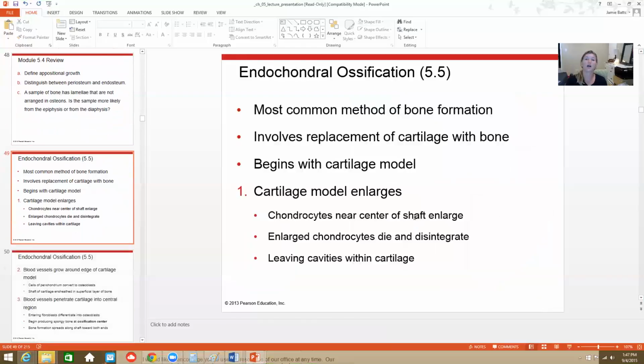We also have endochondral ossification. This is the most common form of bone formation. This is when a bone is basically modeled after a cartilage scaffold. So cartilage will be laid down first, and then that cartilage will begin the process of ossification and become a bony tissue. So the first part is that cartilage begins to enlarge and the chondrocytes enlarge, and there's a kind of cavity that is formed.